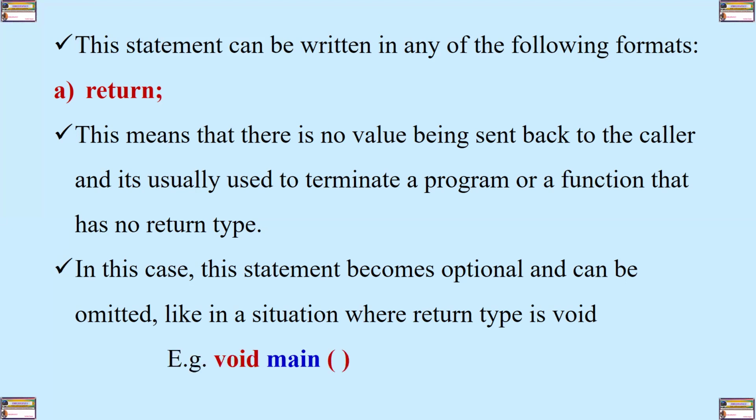For example, as I have said, if the main function was void main with the opening and closing parentheses, then when you are writing your set of instructions, for the last instruction within the main function, you can write return with a semicolon, or you can omit it altogether. You can also have it as return 0.